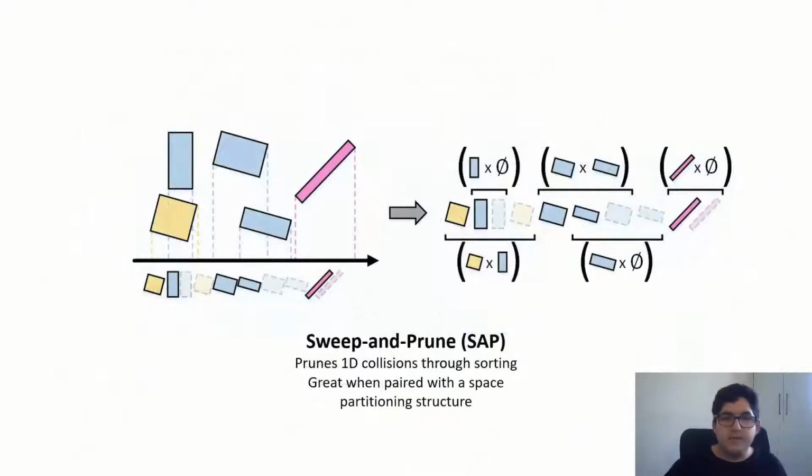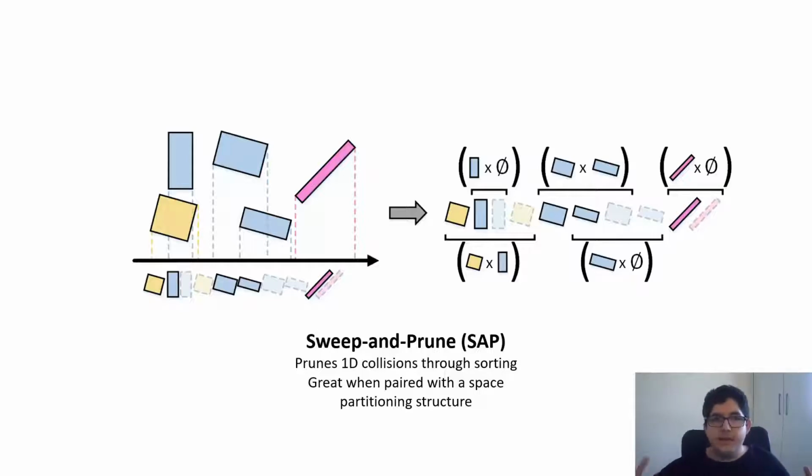So back to broad phase, there's the sweep and prune, which is a beautiful algorithm that uses sorting to quickly find one-dimensional collisions. And this works as a pruning step. So we only have to narrow phase what's at least colliding in one dimension. And it works really well with other techniques.